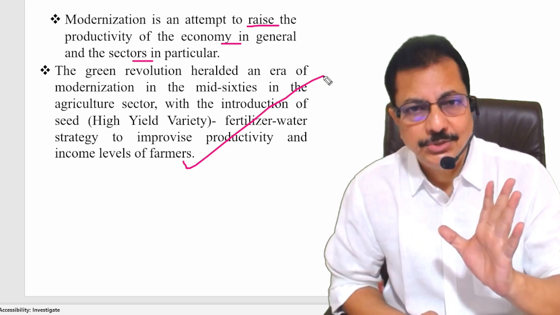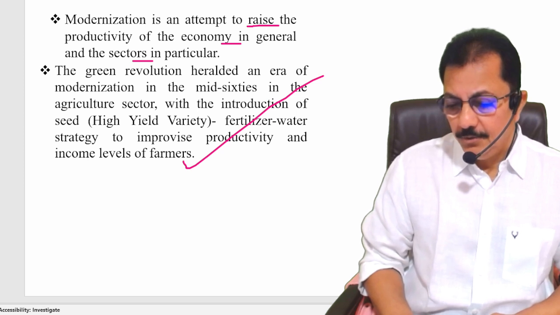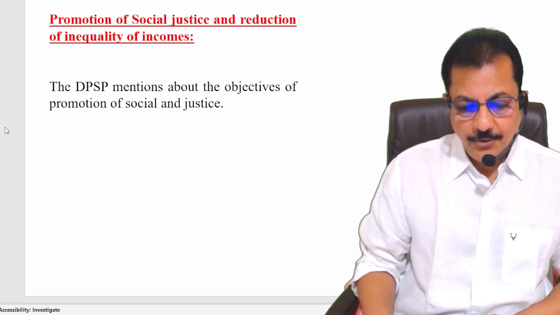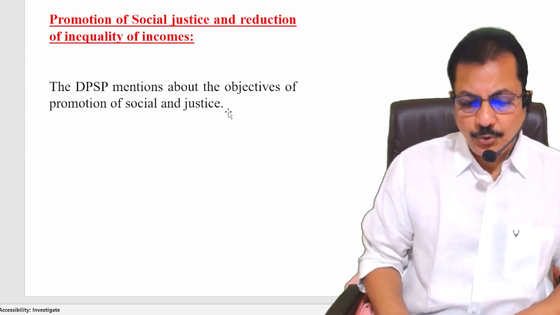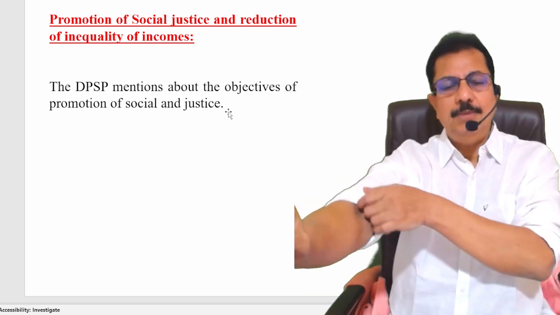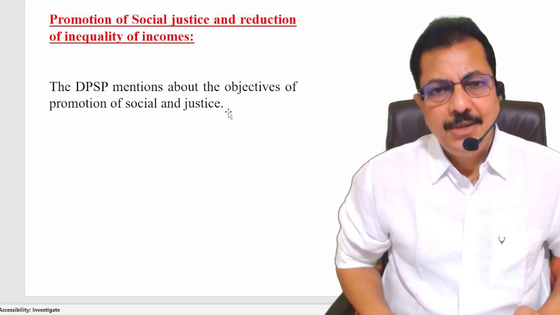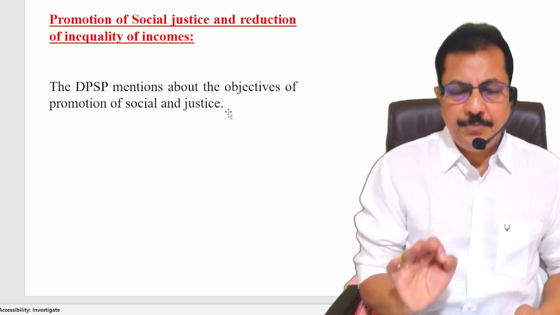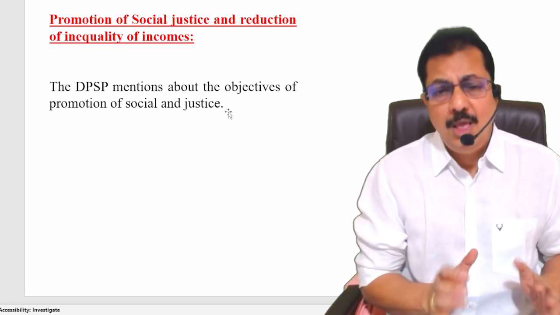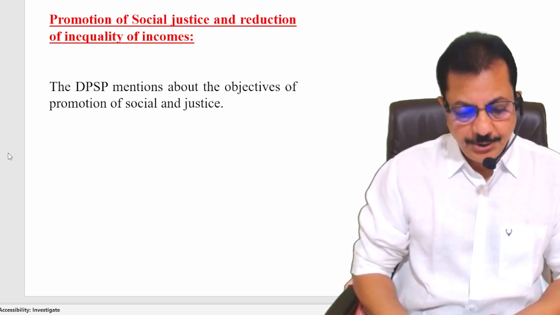2.5 acres. Clear? Right? Now, this is regarding the modernization. Now again, let's go ahead and look at this. Promotion of social justice and reduction of inequalities. And this is all possible by the government only, by effectively implementing DPSP, Directive Principles of State Policy, as enshrined in the Constitution under Part 4 under Articles 36 to 51. Clear? So this is another objective.